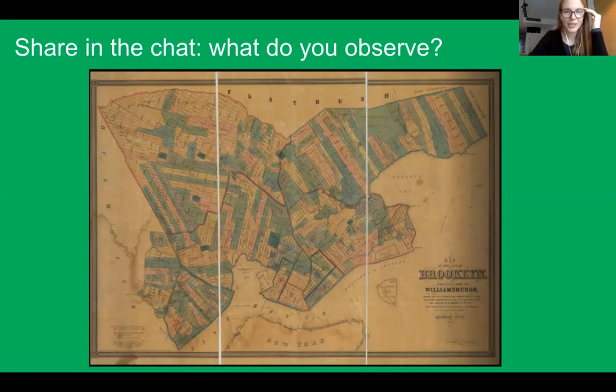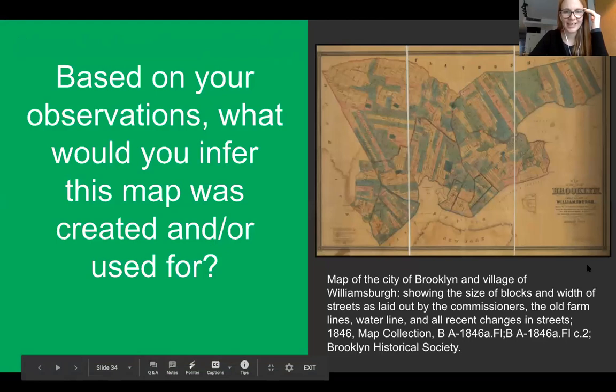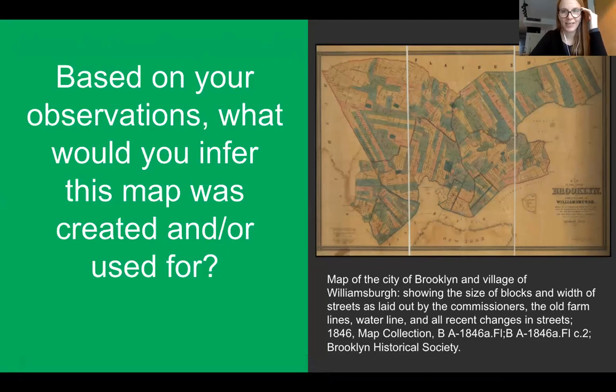Super. We're going to go to the next slide and we'll get a little bit of a hint, because on the next slide, I've actually provided the title of the map. It says Map of the City of Brooklyn and Village of Williamsburg, showing the size of blocks and width of streets as laid out by the commissioners, the old farm lines, water line, and all recent changes in streets. And it's from 1846. And I love Laura's point, the shape is a little bit like a butterfly.